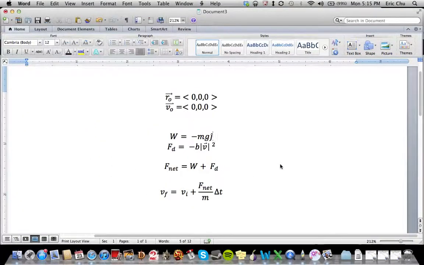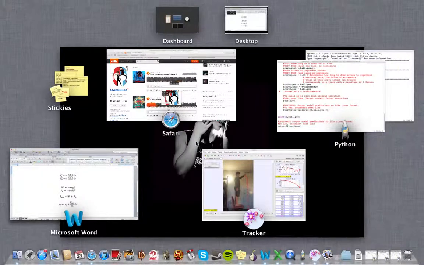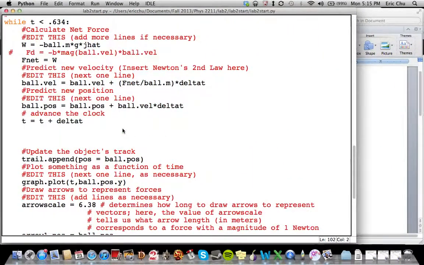So here are the concepts that we'll be using for this lab. Net force isn't zero anymore. We have two forces acting on it, which is the force of gravity, or W, equals negative the mass of the ball times the acceleration due to gravity times j hat, and the drag force, which is negative B times the magnitude of the velocity squared. And then the net force will be the sum of these two forces. We'll also be using Newton's second principle in this lab to predict the final velocity of the ball after each time interval, and this will be used to predict the position also.